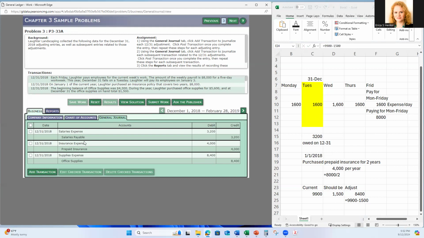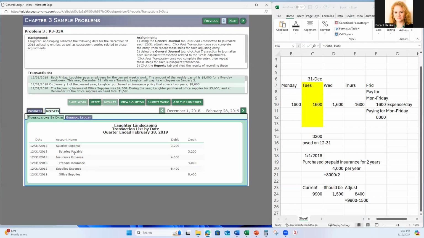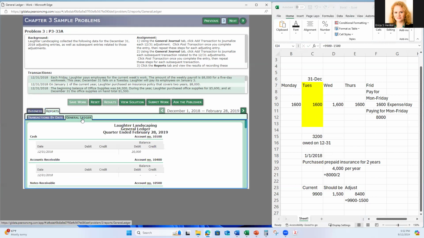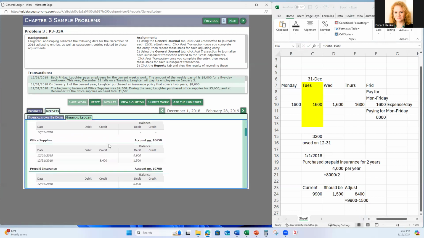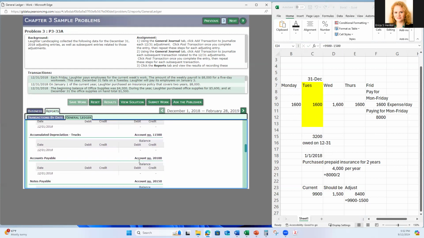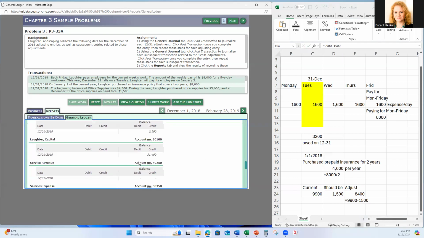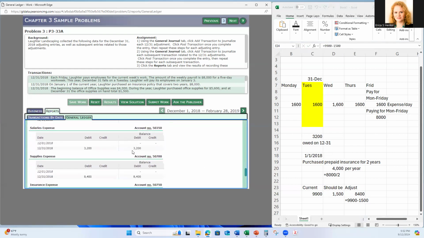And let's see here. So we've got that. Going out here, we now show our 3 entries. And for the general ledger, if I scroll down now to my office supplies, I show the ending balance of 1,500, which is what we want. And then if I scroll down to supplies expense, I see here that we have recorded the 8,400 here. Okay. All right.